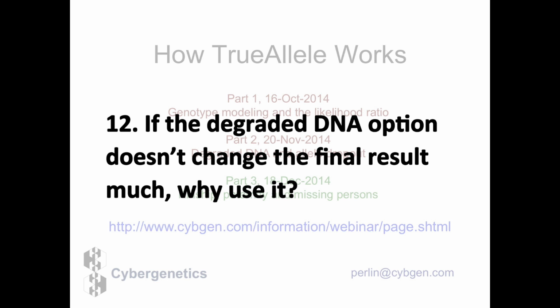The next question is, if the degraded DNA option doesn't change the final result much, why use it? That's a good question. The answer is that sometimes it does. Most often it doesn't, but it can. In situations when you may have a comparison to objectively inferred evidence genotypes that produces a match statistic in the hundreds or thousands without using the degraded option, and now you're looking at a match statistic in the tens of thousands or hundreds of thousands by letting the computer do that extra work, that can make a difference in reporting on a match.